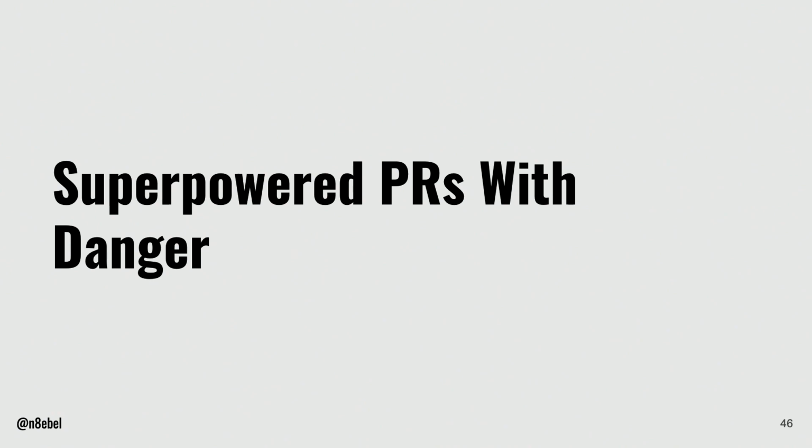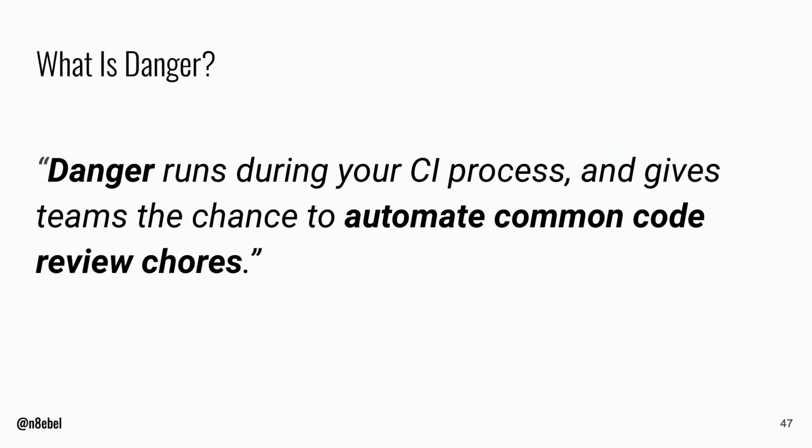So now we're to the most exciting part, at least for me. This is the thing that I think is really, really cool, and that is using Danger to superpower our PRs. Now, if you're wondering what Danger is, hopefully you know in a life sense, but in a coding sense, Danger is basically a service that we can attach and include in our builds that allows us to automate a lot of the more boring, tedious aspects of code review.